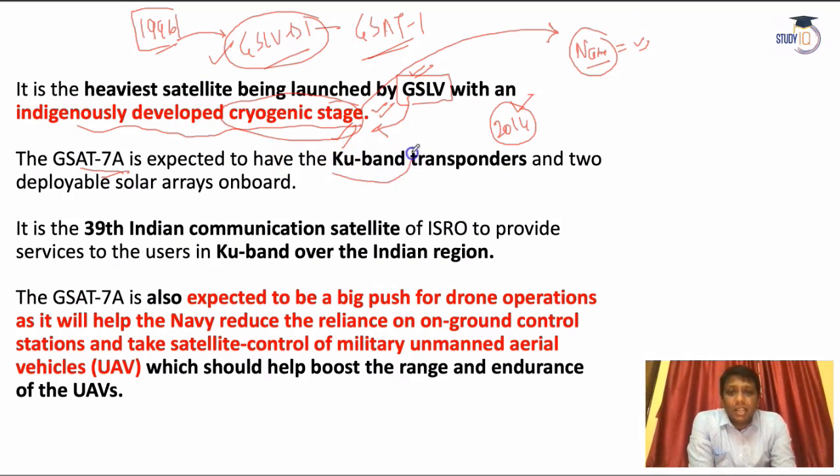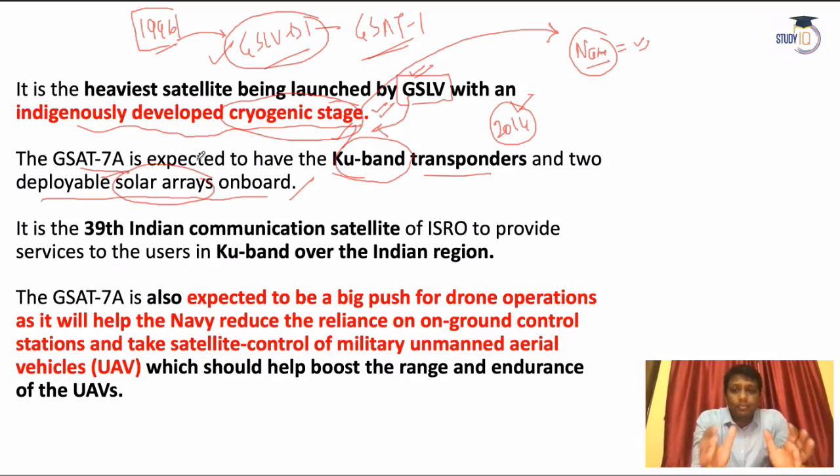GSAT 7A has a Ku band transponder and two deployable solar arrays on board. What is a solar array? A solar array is a combination of solar panels. Okay, see, array means a kind of decoration, a group arranged together. Solar array means a group of solar panels installed there. And they provide power, the energy source. Actually, within a satellite, the solar panel is installed there. That solar panel receives sunlight and the battery charges. And with the help of those batteries, signals are received and sent to the earth, guys. Okay, so it's a solar array on board system.